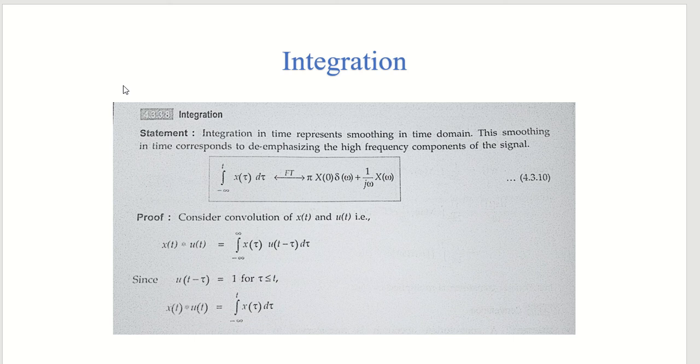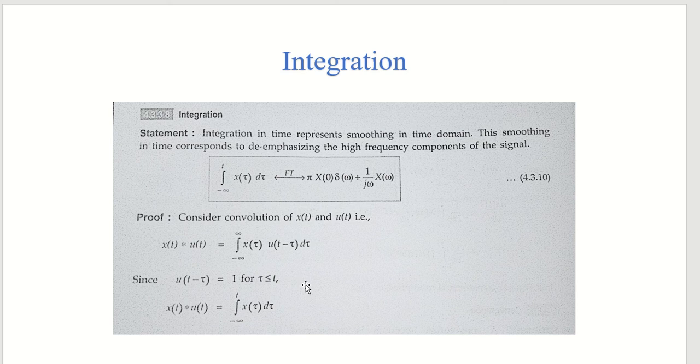So we will consider the convolution of x of t and u of t, and we will write the formula for convolution of x of tau and u of t minus tau, which is this. And by the way, remember what u of t is? It is the unit step signal. So the definition of the unit step signal says that u of t minus tau will be equal to 1 for all tau less than or equal to t, right? That's the mathematical definition of the unit step signal with argument t minus tau. So it will be 1 for all the values of tau less than or equal to t.